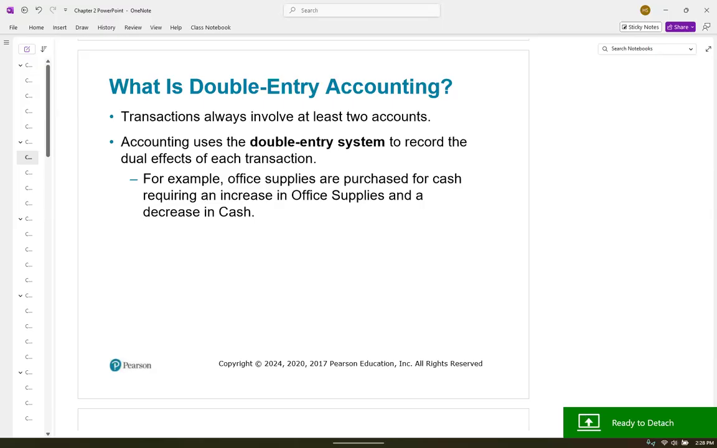Sometimes it's easy to figure out one of the accounts, and then you can reason out the other half of the equation. I tell students to do that because it's better to get it halfway correct than be completely wrong. Always try. So they give us an example. Office supplies are purchased for cash, requiring an increase in office supplies, which is an asset, and a decrease in cash, which is also an asset.